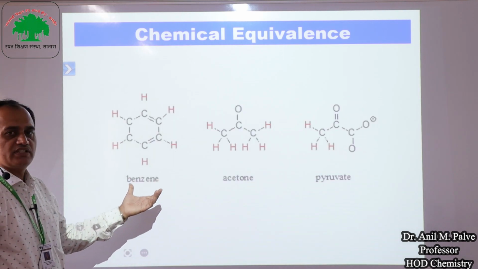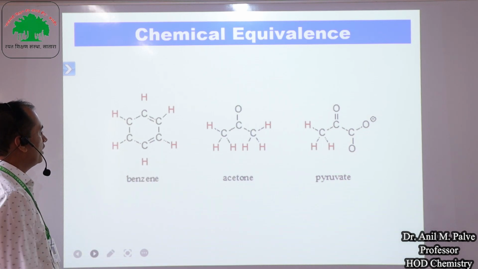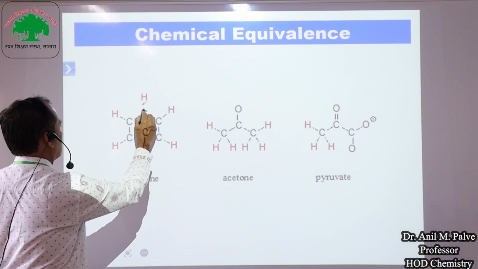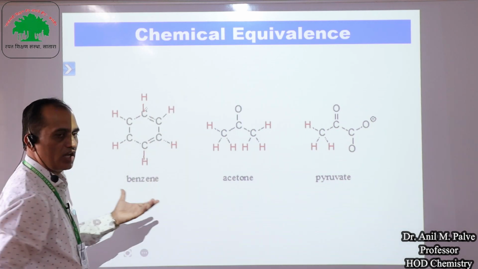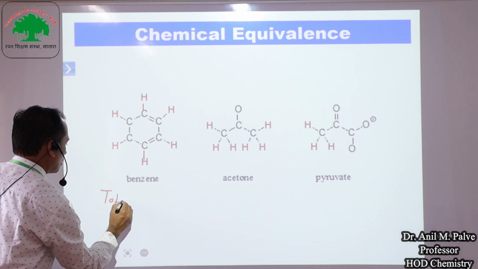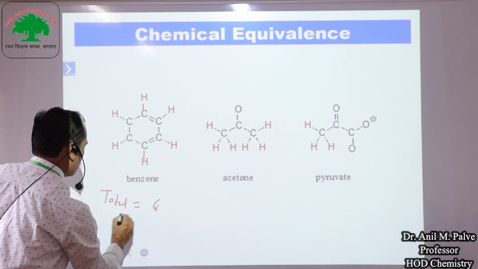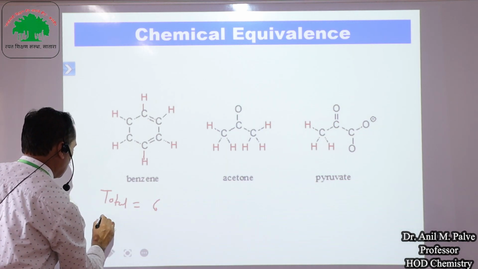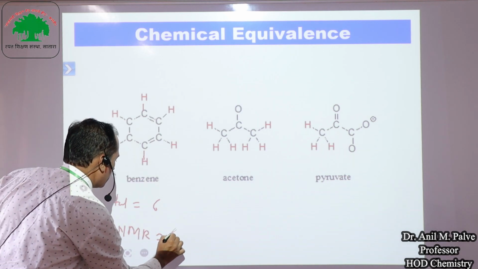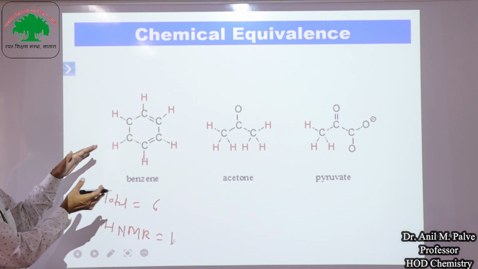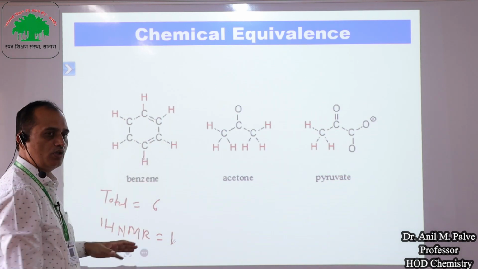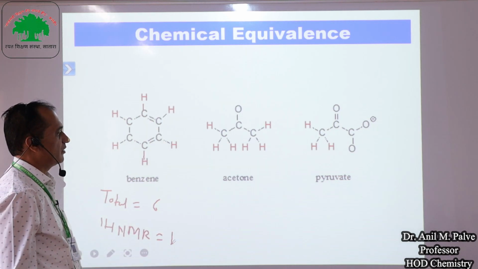Now let us look at these other examples. In benzene we have 6 protons, and all these 6 protons are equivalent. So even though the total number of protons is 6, in H1 NMR we get only 1 signal. So this is the effect of equivalent protons. Instead of having 6 protons, we get only 1 signal in NMR.